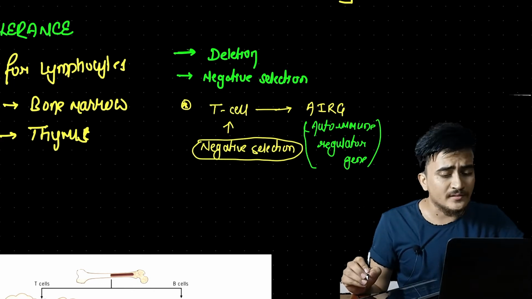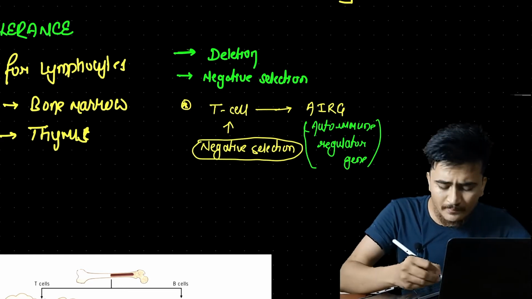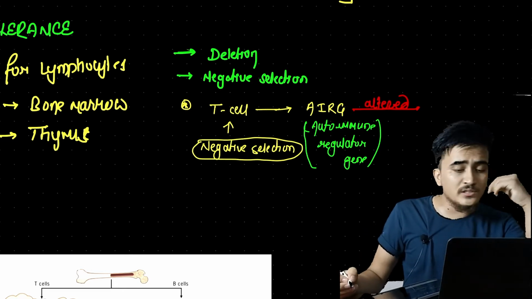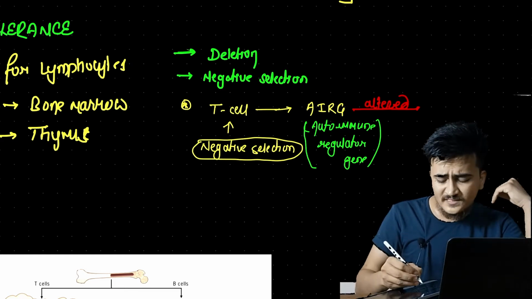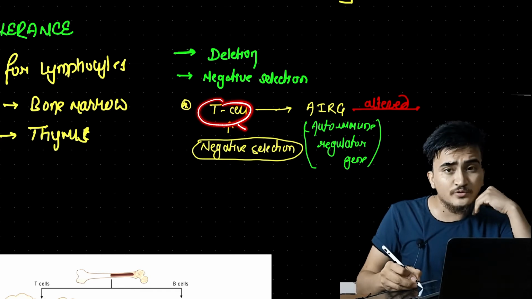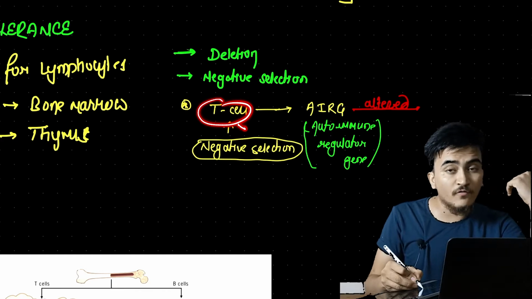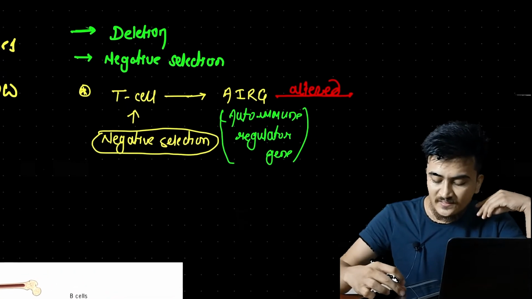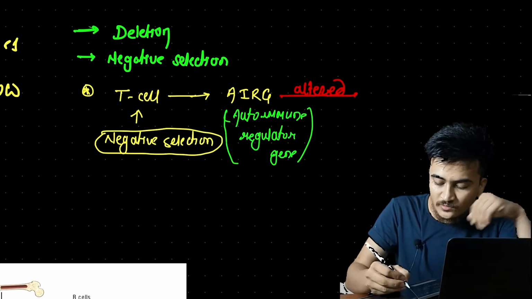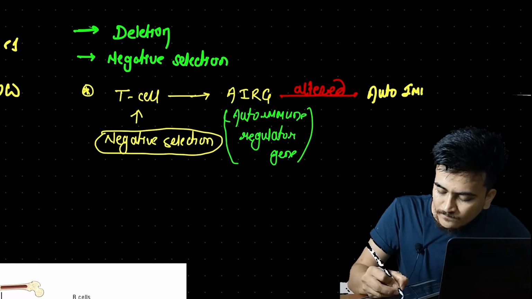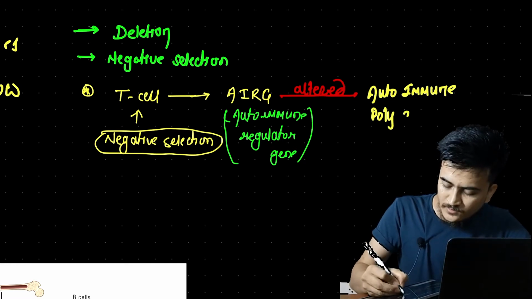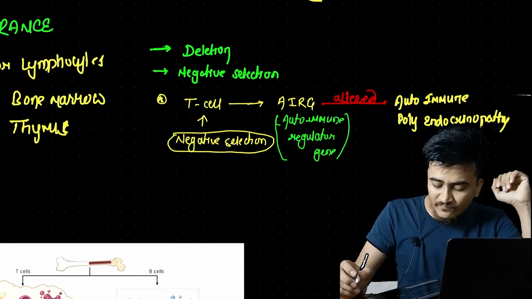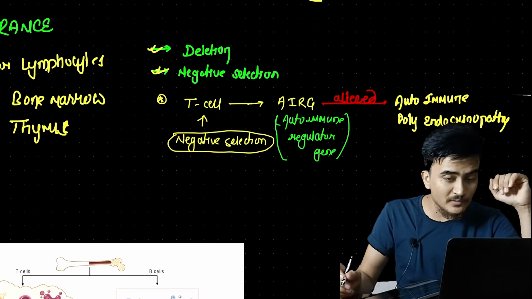If there won't be this gene, let's say by chance this gene got altered, then obviously there will be presence of self-reacting T cells in our what? Thymus. And because of that, there will be arising a condition of autoimmune disease. And what is that autoimmune disease called? It is autoimmune polyendocrinopathy. What I said is, if this AIRE, autoimmune regulator gene, is altered, then there will be the condition of autoimmune polyendocrinopathy.